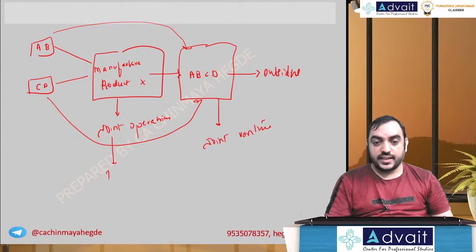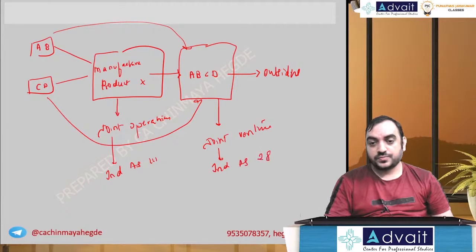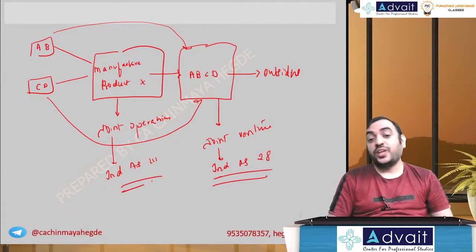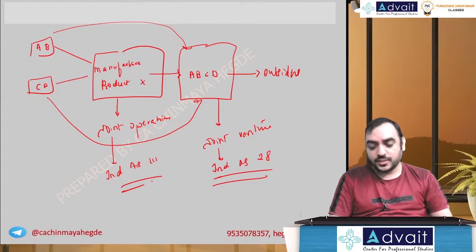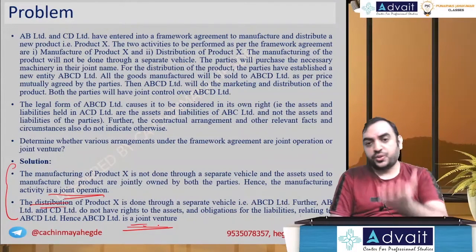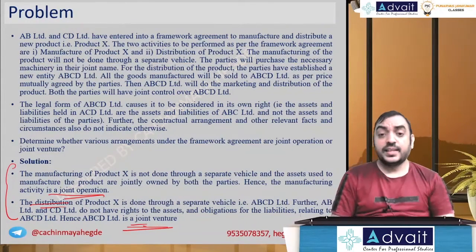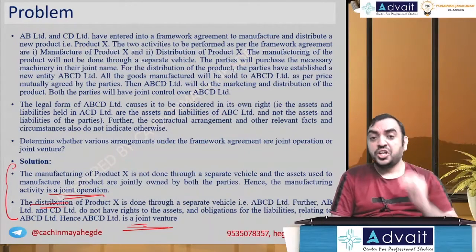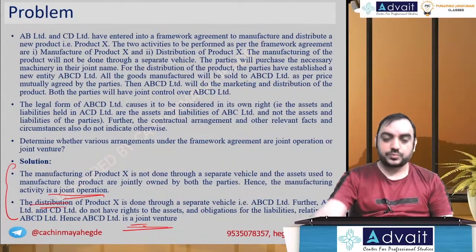So for this, Ind AS 111 accounting will apply. For this, Ind AS 28, that is the equity method of accounting, will apply. Got it? The detailed institute solution has only this much. They have given this: it's a joint venture. Manufacturing is a joint operation. Distribution is a joint venture. So what I told you is what they've given as the answer. In the exam, you should write these three points also to justify your conclusion. Okay, I'll go further.